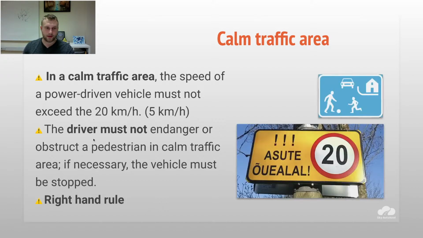And the most important things you should remember about the calm traffic area. In a calm traffic area, the speed of a power-driven vehicle must not exceed 20 kilometers per hour. So 20 is the limit. 5 kilometers per hour means pedestrian speed. So for example, if you have some people walking in front, you have to drive at the speed they have, even if they are walking nearby your car. You cannot just quickly pass them.